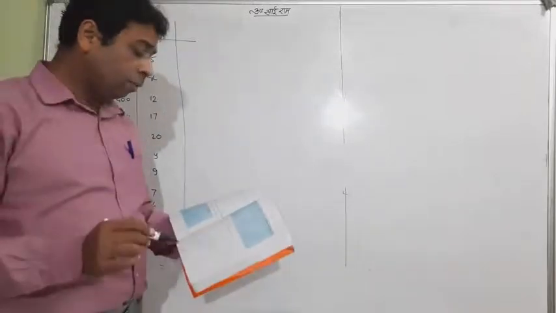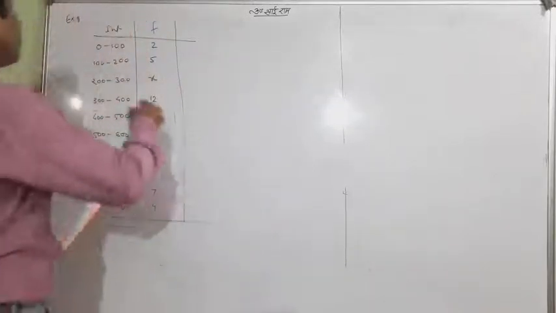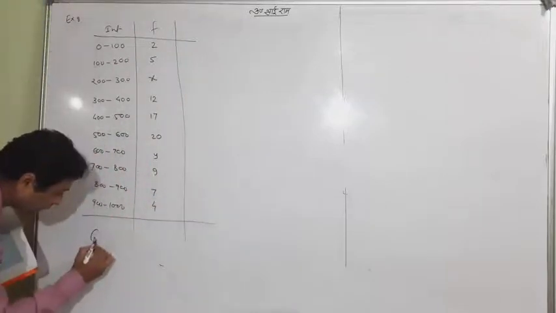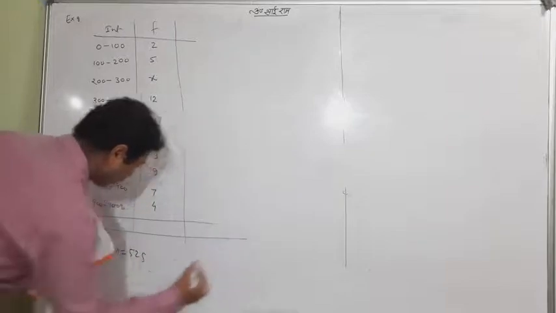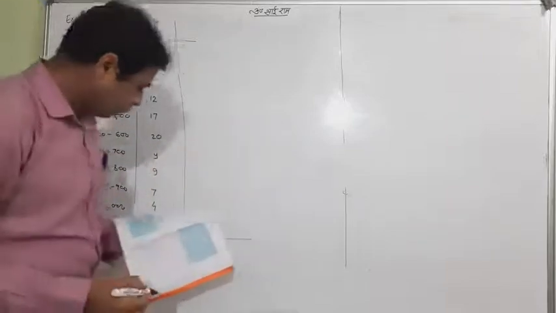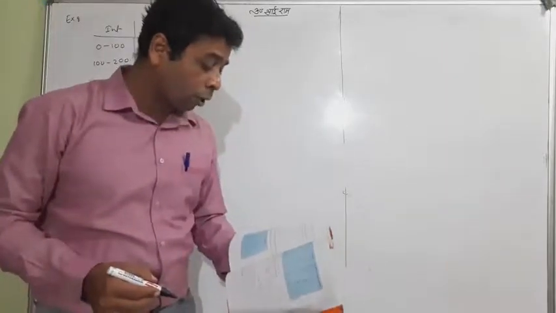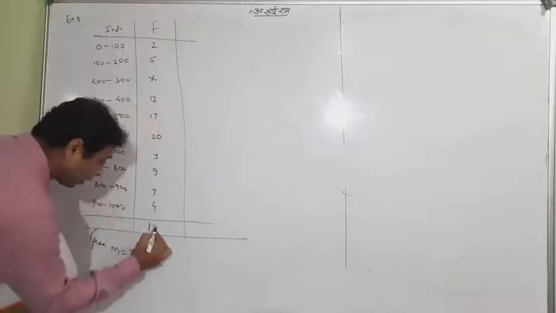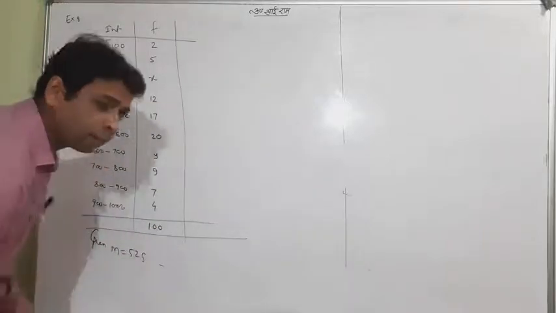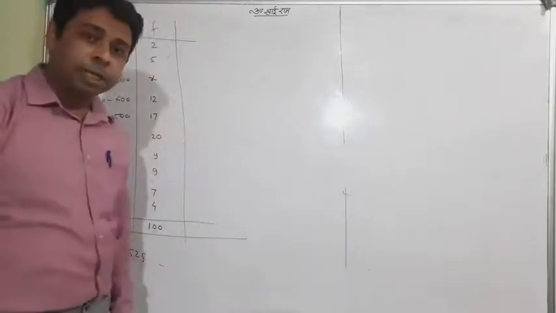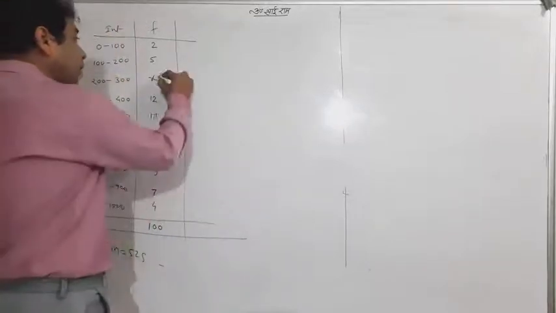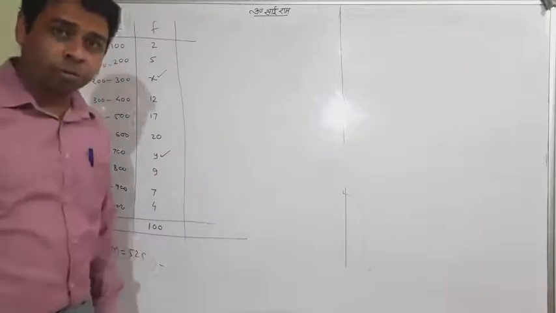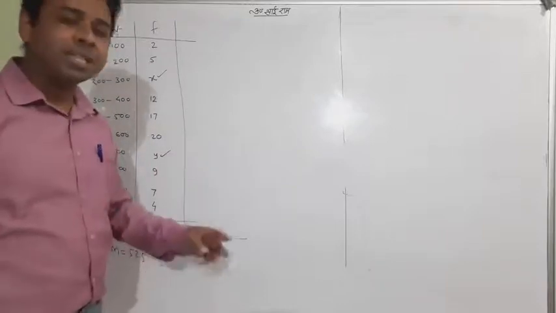The median of the following data is 525. Great. Given that the median is 525, find the values of x and y if the total frequency is 100. Total frequency is 100, given. So two things are given, and the unknown quantities are definitely x and y, which we want to find out. How can we start?